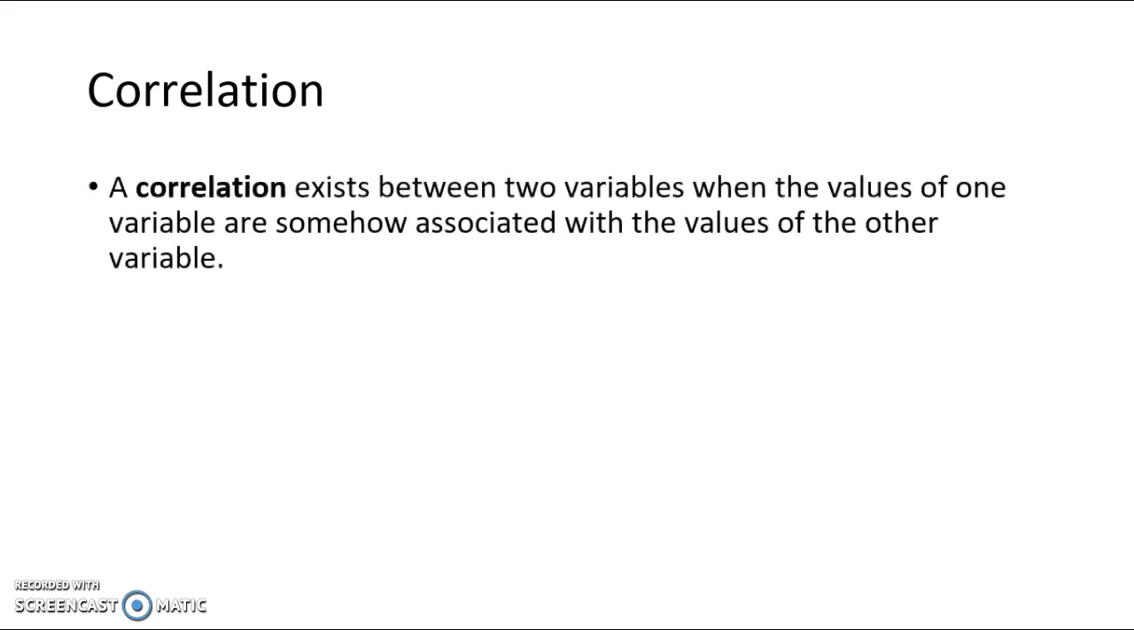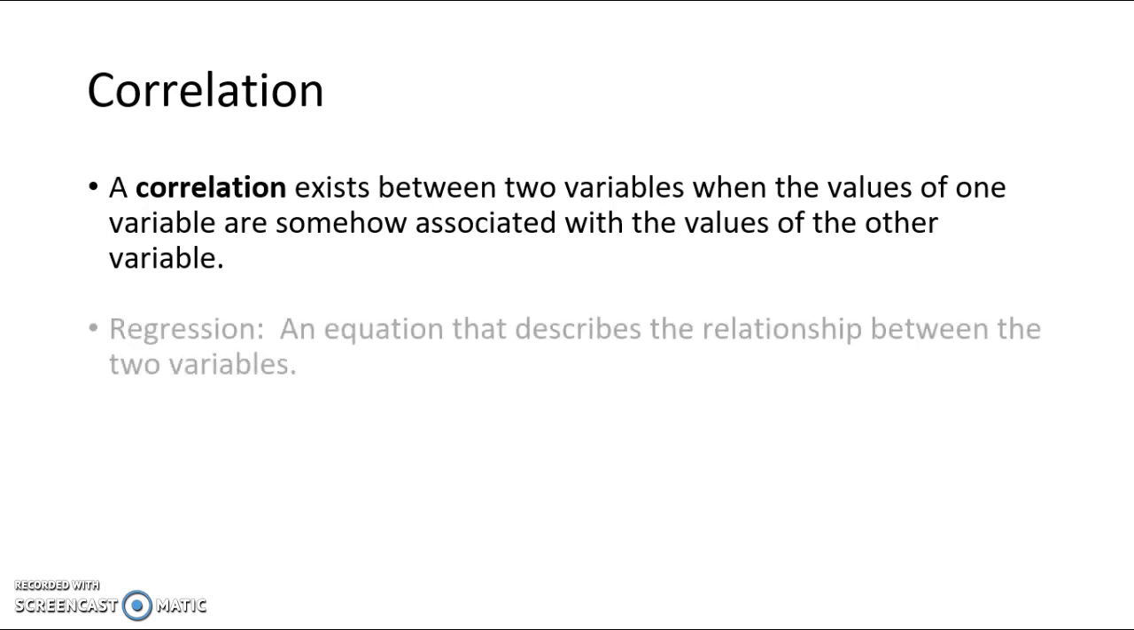A correlation exists between two variables when the values of one variable are somehow associated with the values of the other variable. So correlation means the two variables are associated. Sometimes we interchange the word correlation and associated. You'll see both. Then we have regression. Regression is an equation that describes the relationship between the two variables. So it shows the relationship in the two variables that are correlated.